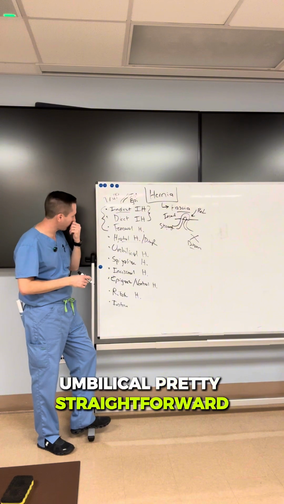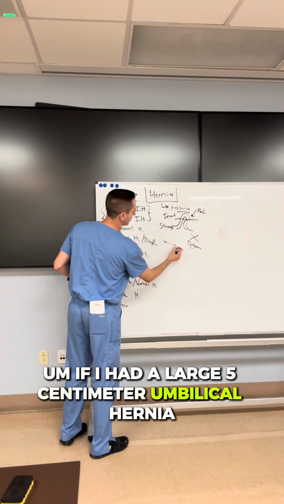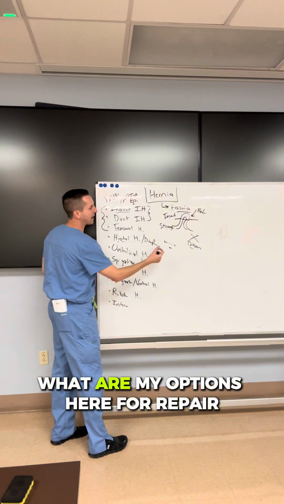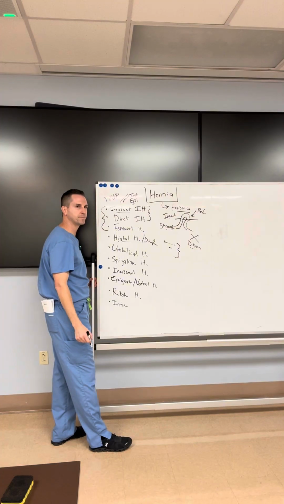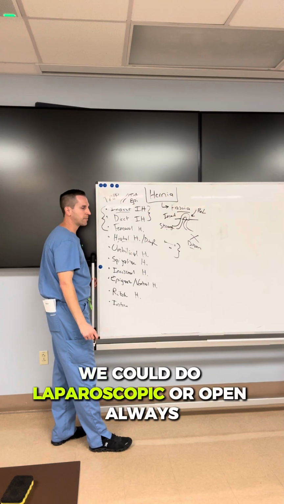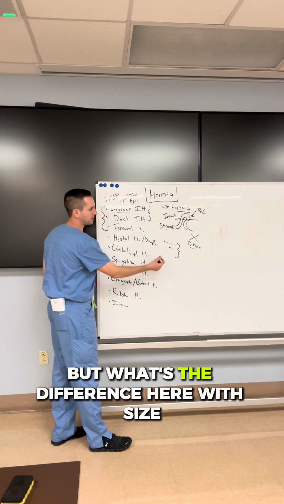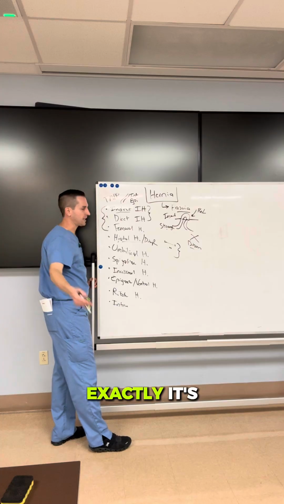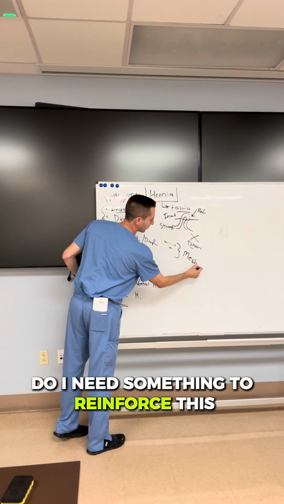Umbilical, pretty straightforward. If I had a large 5-centimeter umbilical hernia versus a 1-centimeter umbilical hernia, what are my options here for repair? Talk to me. We still do laparoscopic, right? We could do laparoscopic or open, always. But what's the difference here with size? Does one use a mesh? Exactly. The question is, do I need a mesh or not? Do I need something to reinforce this?